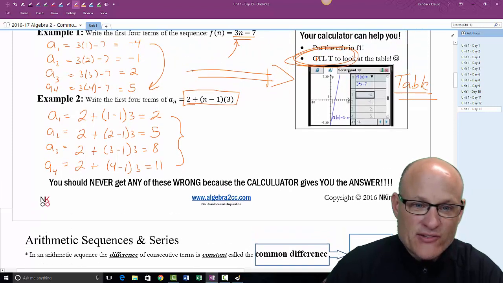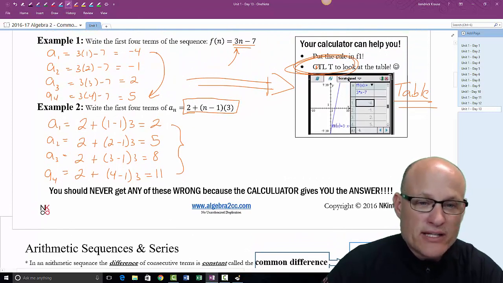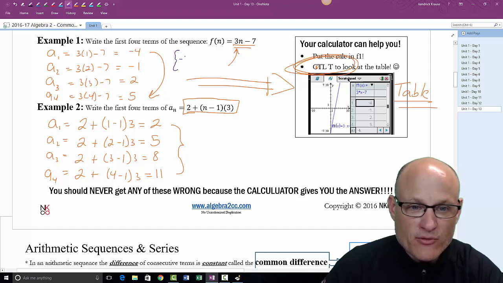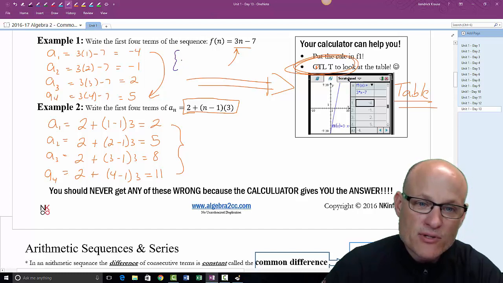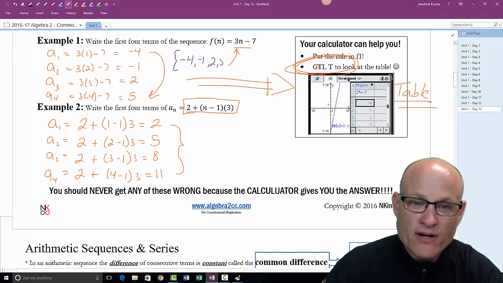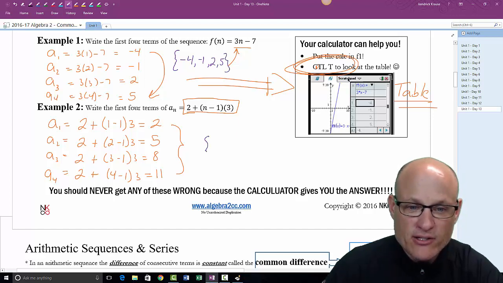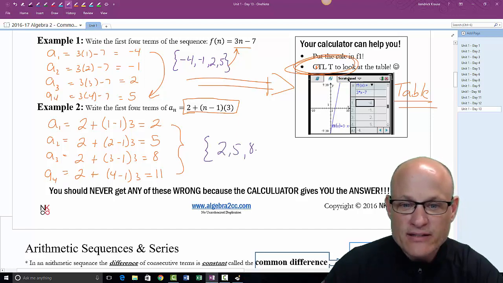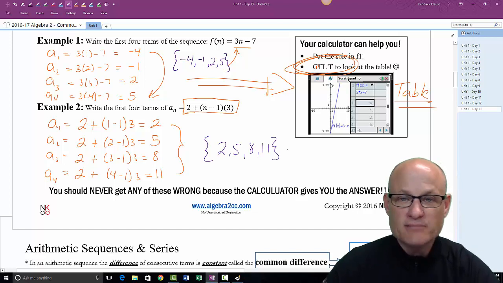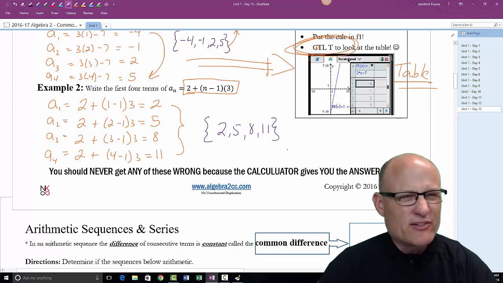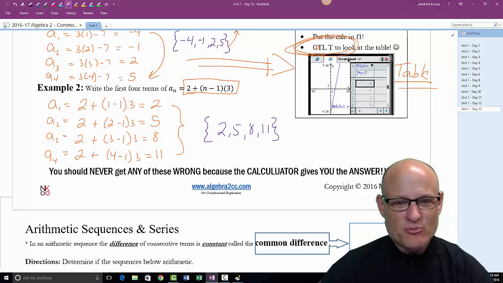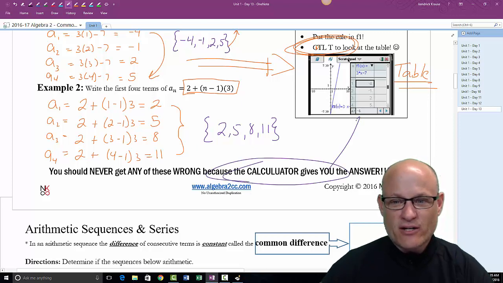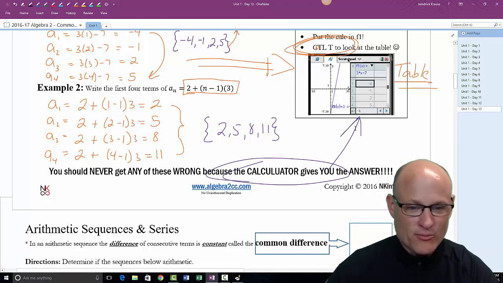And since it's a set of numbers, what I ought to do at the end is list it out as a set of numbers. Negative 4, negative 1, 2, and 5, and end my curly brackets, and down here, 2, 5, 8, and 11. All right. Simple sequences. You shouldn't really get sequences wrong, because you can always use your calculator and graph it and just go to the table, see what the numbers are.